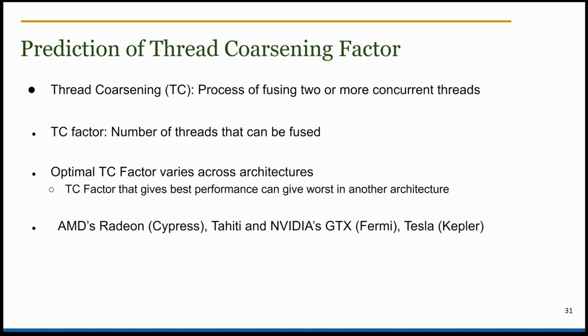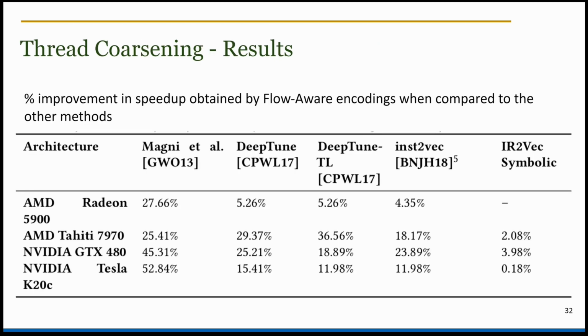This was also based on an earlier work by Magni and others. An extension of this work was published in TACO as well. So we made use of the same data set proposed by the authors. They had two GPUs from AMD and two GPUs from NVIDIA. Even here we were able to get improvements in terms of speedups in comparison to all the earlier approaches. And even here, flow-aware representations seem to achieve higher speedups than symbolic representations.